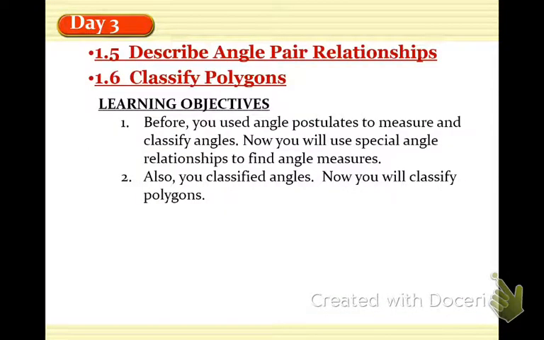Before, we used angle postulates to measure and classify angles. Today we will now use special angle relationships to find angle measures. Also, we classified angles. Now we'll classify polygons.